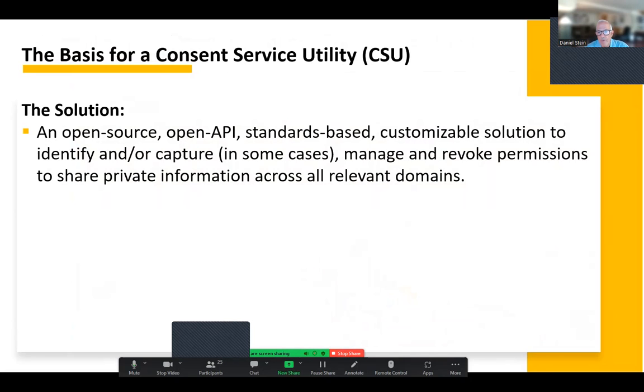Yeah, the solution that we've come up with or are thinking about here is really an open source, open API, standards-based, customizable solution to identify and capture, in some cases, the consent to be able to manage and revoke permissions to share private information across all relevant domains. So, trying to stuff as much as we can into one sentence.